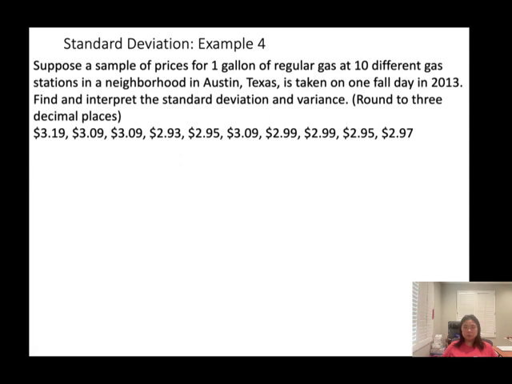Okay, example 4. I want you guys to try to do it by yourself. We found the mean already. This is example 1. We've already found the sample mean. So now I only need you guys to find the standard deviation, and then take the square of this answer, that will become the variance, and then interpret the standard deviation, okay? 1 to 3 decimal places, please.